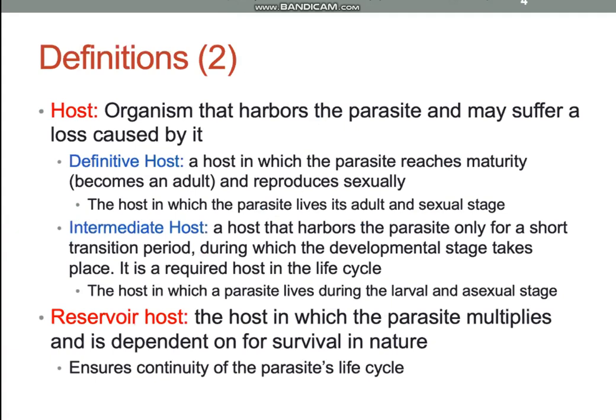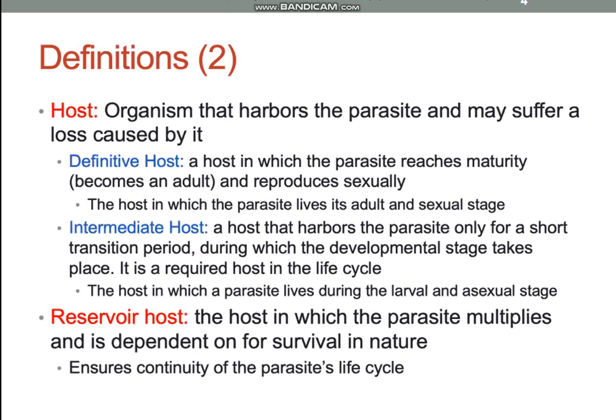And then there is the last one, it's called a reservoir host. A reservoir, meaning a storehouse, the place where the parasite stays and just multiplies, okay? Just to continue the parasite life cycle, it multiplies there, mainly without implicating disease. So this is eventually a host.